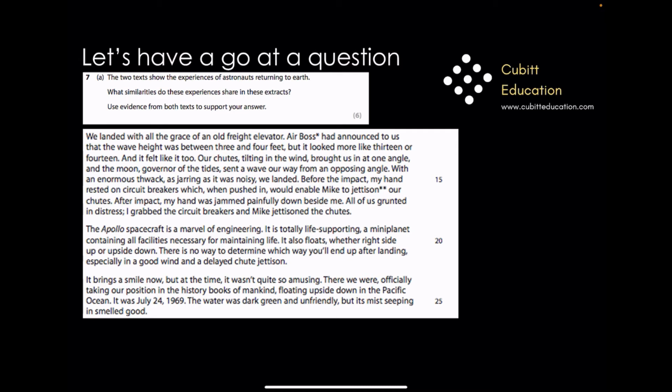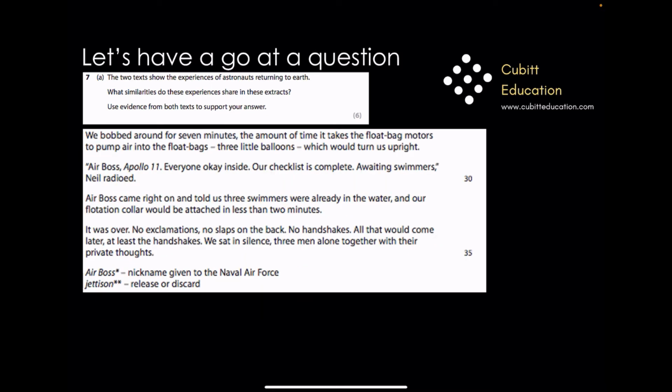There we were, officially taking our position in the history books of mankind, floating upside down in the Pacific Ocean. It was July 24th, 1969. The water was dark green and unfriendly, but its mist seeping in smelled good. We bobbed around for 7 minutes, the amount of time it takes the float bag motors to pump air into the float bags, 3 little balloons which would turn us upright.